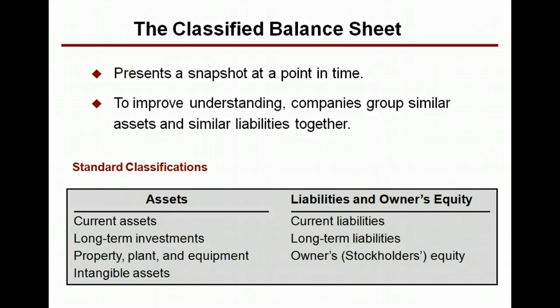The standard classifications are for assets: current assets, long-term assets, property, plant, equipment, and intangibles. In some books there could be other versions of that, but for our book that's what we'll use. And in liabilities, there are current liabilities, long-term liabilities or long-term debt, and owner's equity or stockholders' equity, or maybe even partner's equity, if you happen to have those kind of entities.